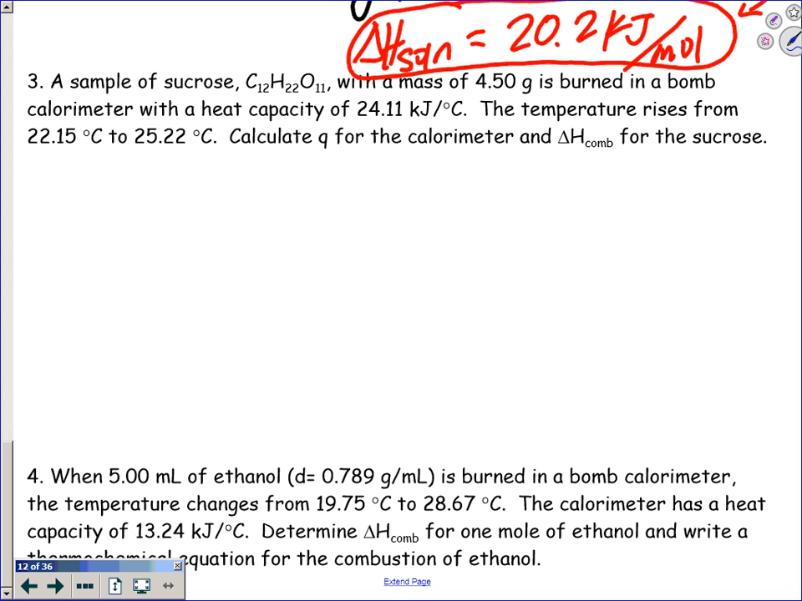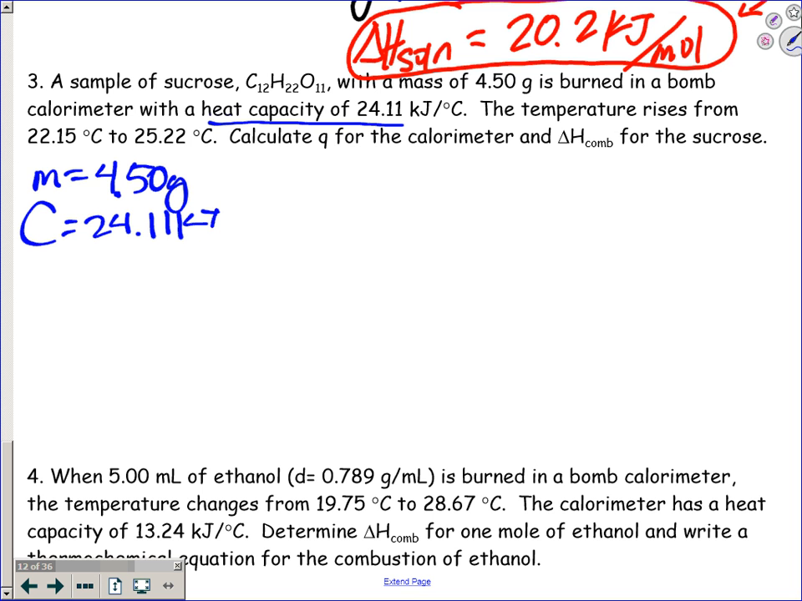Focus. What am I writing for 3? Hold on. What's the first given? Mass was 4.5 grams. It's burned in a bomb calorimeter, which is going to be a little different than a coffee cup calorimeter. It's got a heat capacity, big C. Write it like capital, so make sure you're not fooling yourself there. Kilojoules per degree Celsius, so I'm probably going to have to use kilojoules.